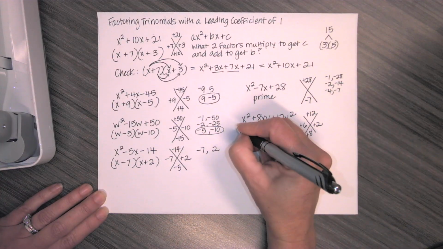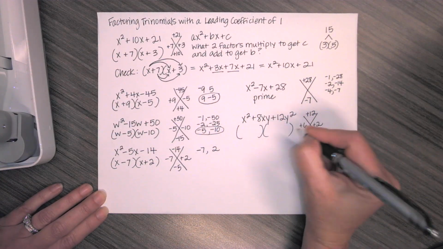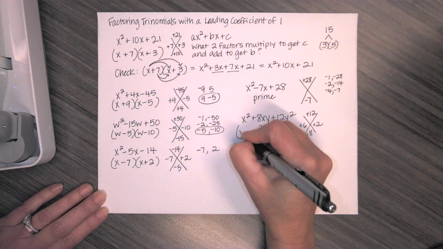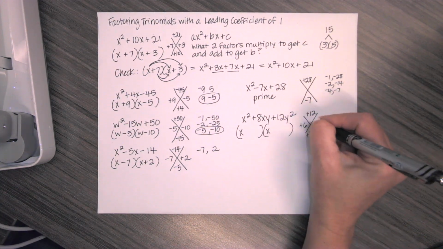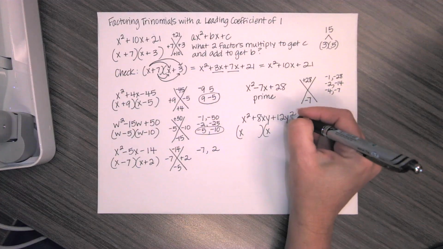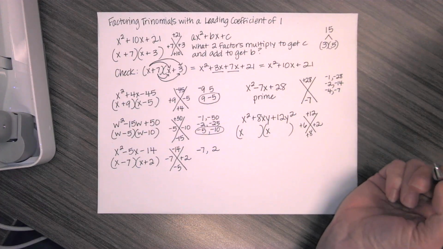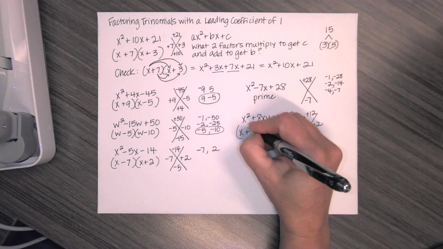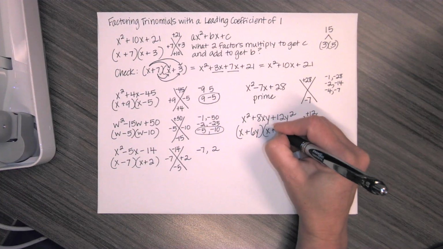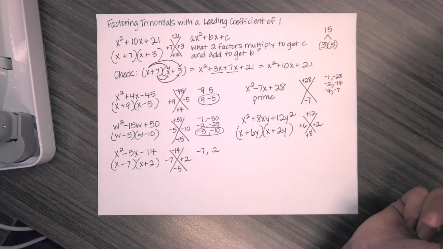This time though, when we do our factors, to get the x squared, we know we'll need x and x. Our two numbers are 6 and 2, but this last term has a y squared on it, and so these last terms in our sets of parentheses are each going to have a y on them as well.